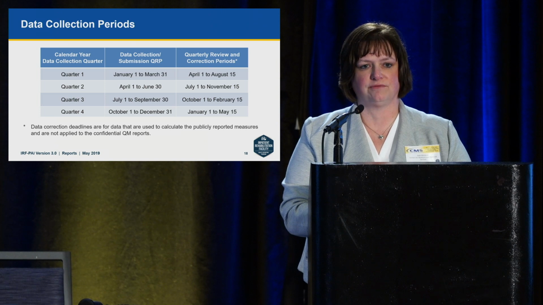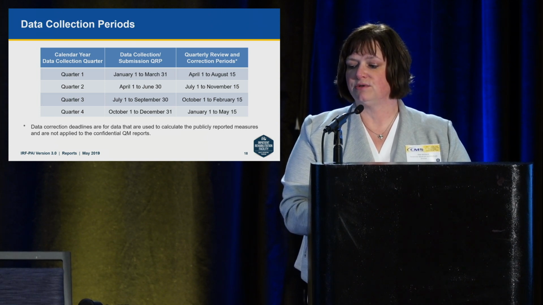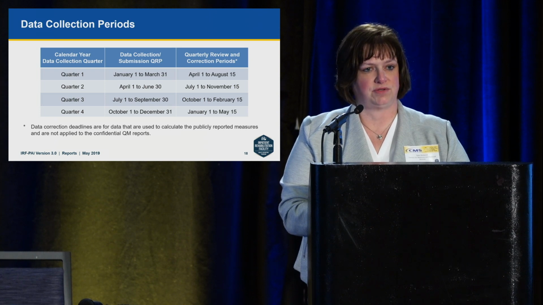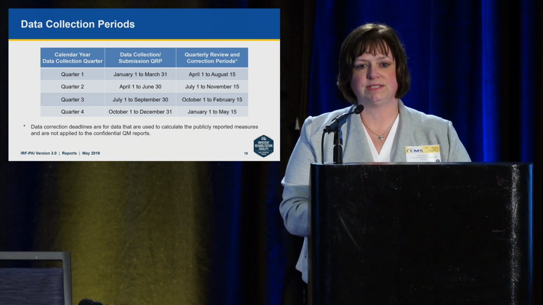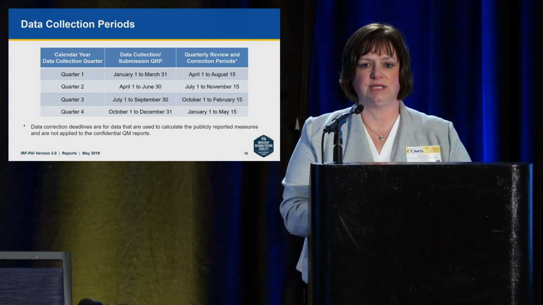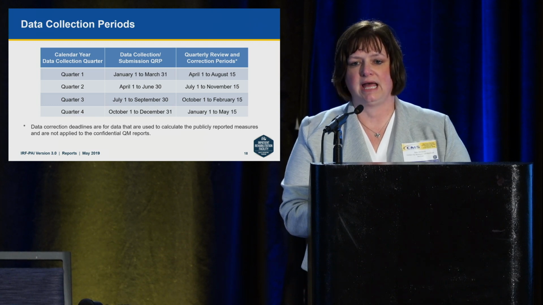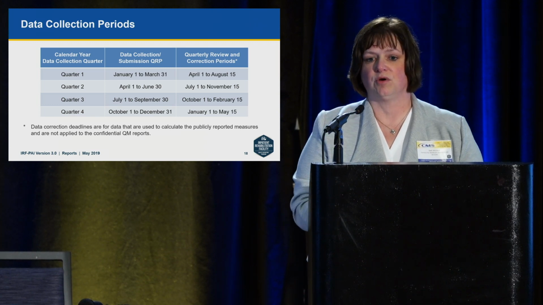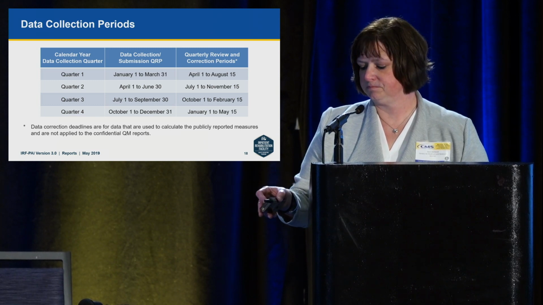And finally, for quarter 4, which is October 1st through December 31st, those data become available on the review and correct report on January 1st, and you have until May 15th to correct those data. Once the data correction deadline date has been reached, no further changes to the data in that reporting quarter can be made. The data are frozen and set aside to be used in your public reporting results on the CASPER website.